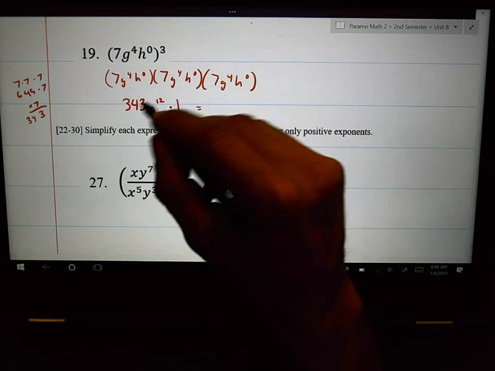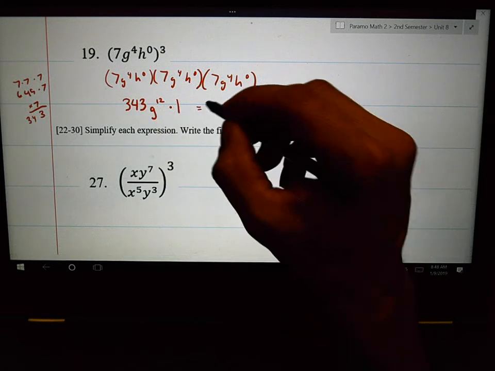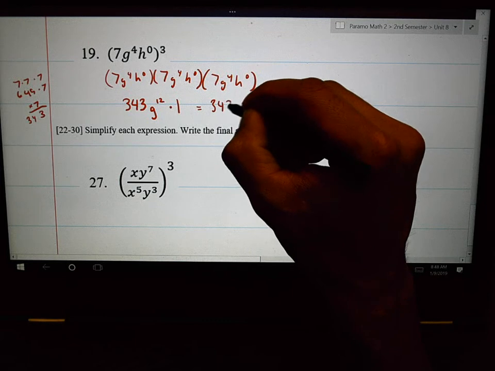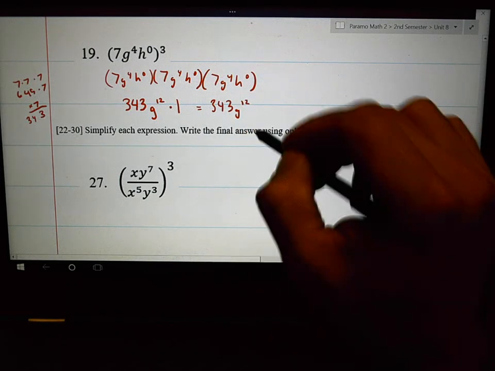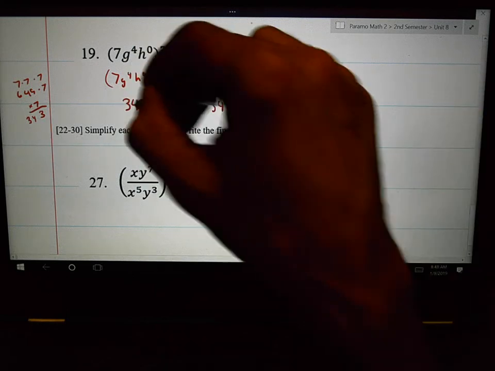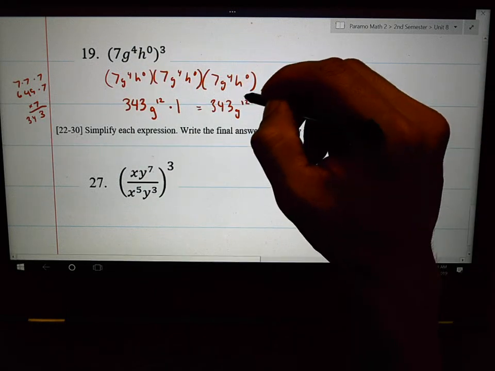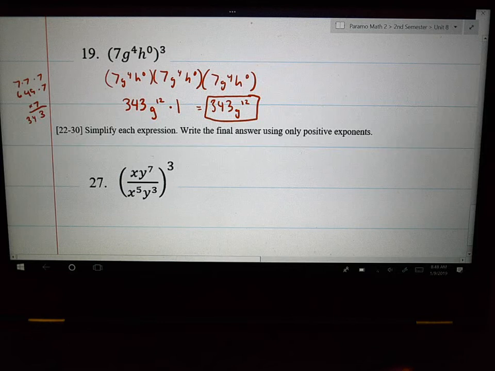Do I know what 1 times 343g to the 12th is? Then I would just write it like this. Multiplying by 1 does not need to be there this time because we already have the 343g to the 12th. That's our final answer. If you're like, why didn't you put the 1 there? Because 1 times anything is itself. It simplifies.